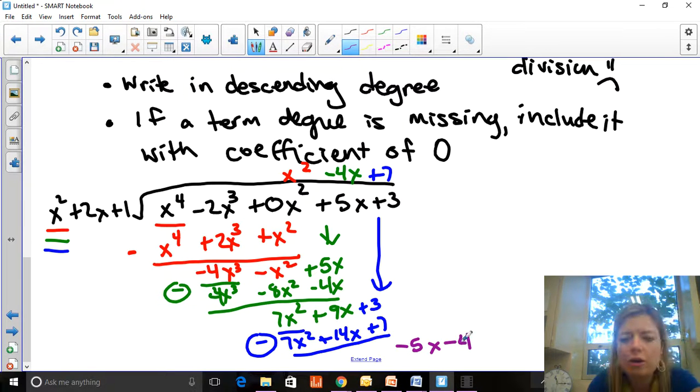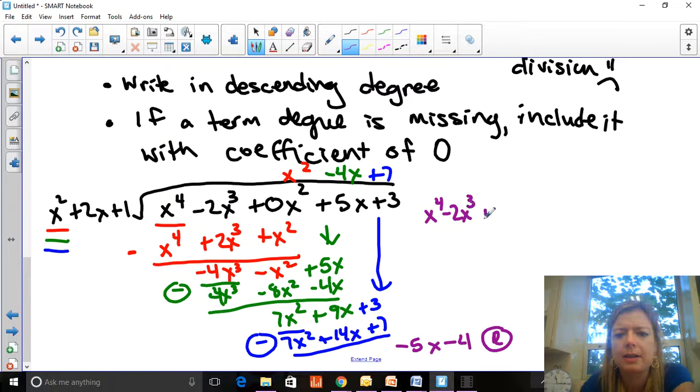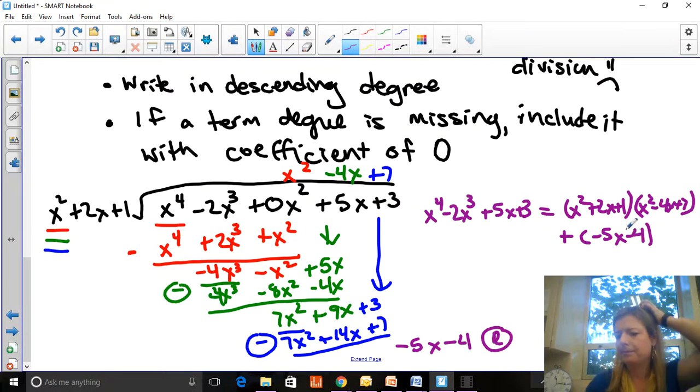So we have nowhere else to go. So this entire thing is our remainder. This minus 5x minus 4 is our remainder. So you could write this answer as x to the power 4 minus 2x cubed plus 5x plus 3 is equal to x squared plus 2x plus 1 times x squared minus 4x plus 7, and then plus the remainder of minus 5x minus 4. Okay? And you can't do synthetic division. That's all you can do there.